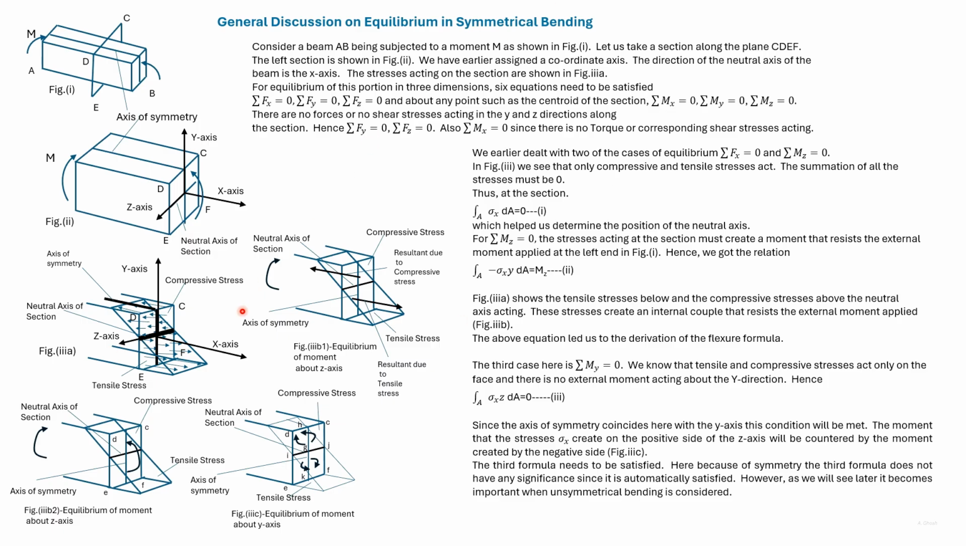So this is similar to the summation Fx is equal to 0 case. We can understand that this is possible because we are taking a section with the axis of symmetry. This equation is therefore not of much importance when you are considering symmetrical bending about an axis of symmetry. However, the equation will have more consequence when we are considering unsymmetrical bending.